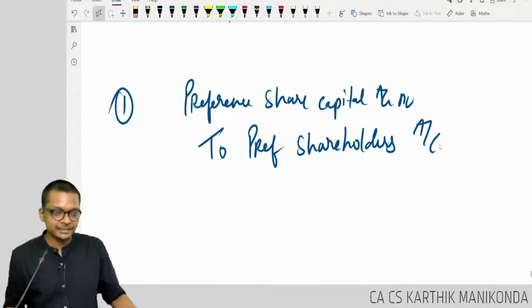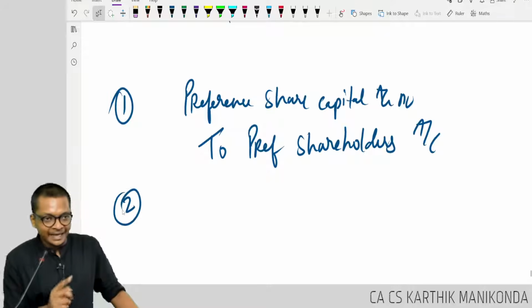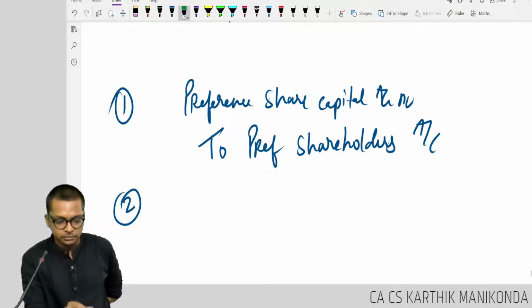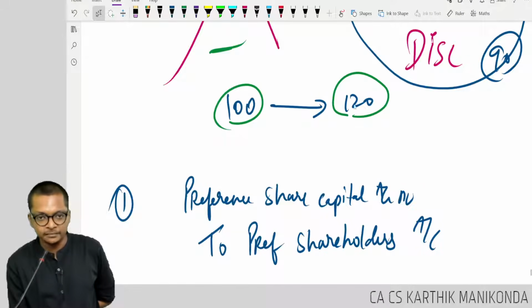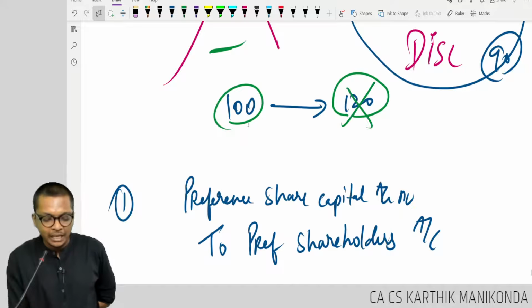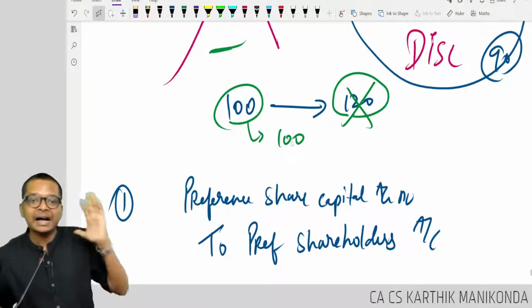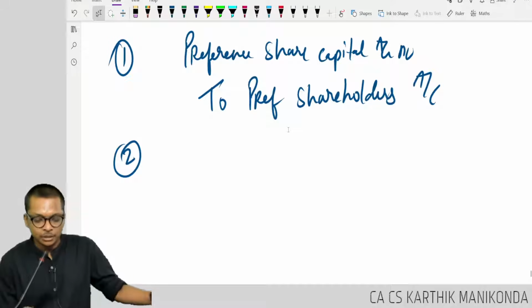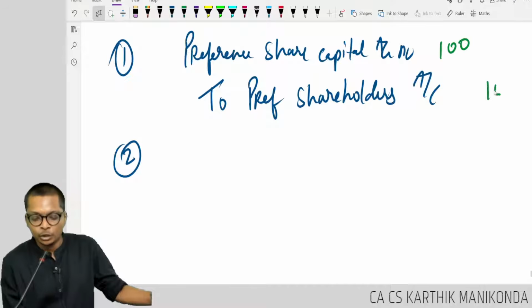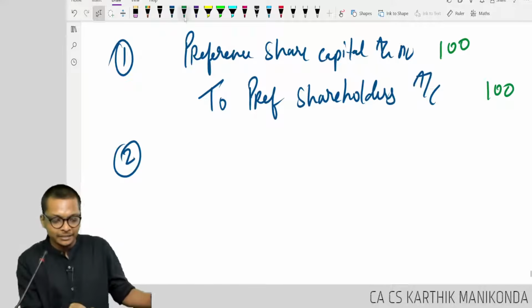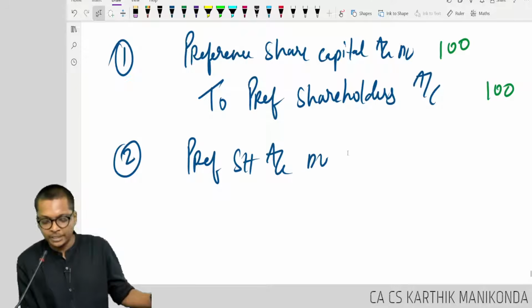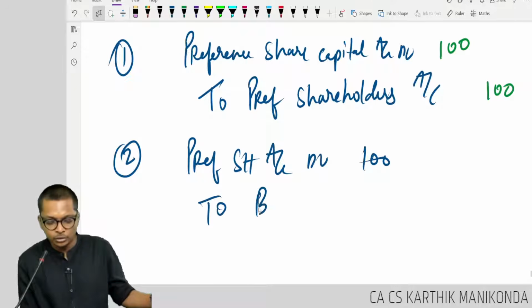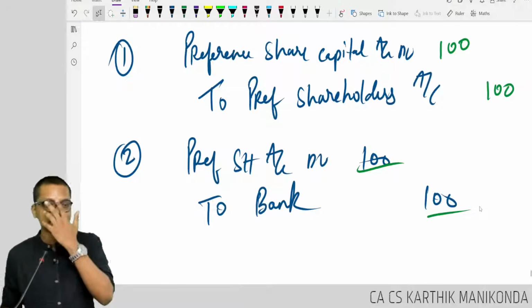Are you understanding, guys? Next entry will be, entry number 2 will be, for now let's assume, I told you 100 rupees shares we are repaying at 120. For the time being, let us assume 100 rupees shares you are repaying 100. Easy sum, will not come in exam. So preference share capital account debit 100 to preference shareholders 100. My second entry will be preference shareholders account debit 100 to bank 100. That's it. 2 out of 4 entries done.